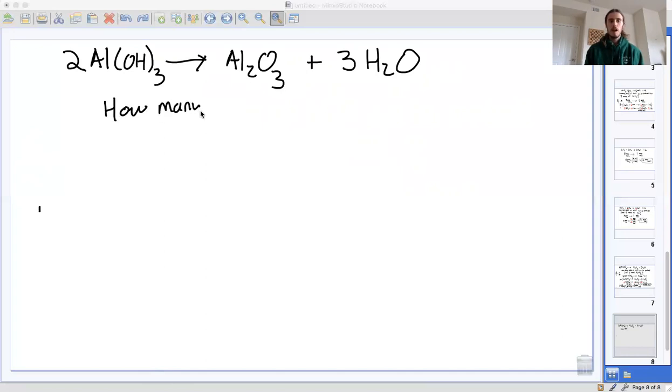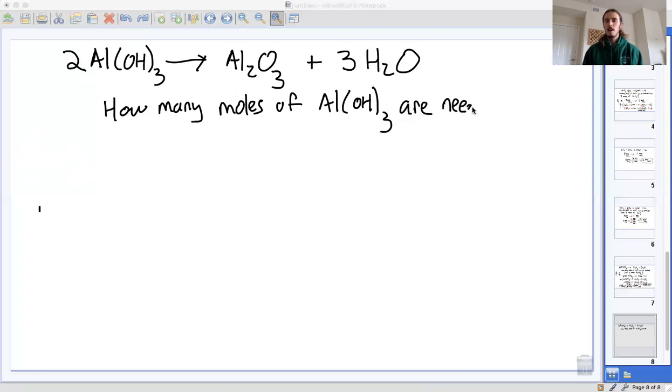How many moles of AlOH3 are needed to produce 15 moles of water?